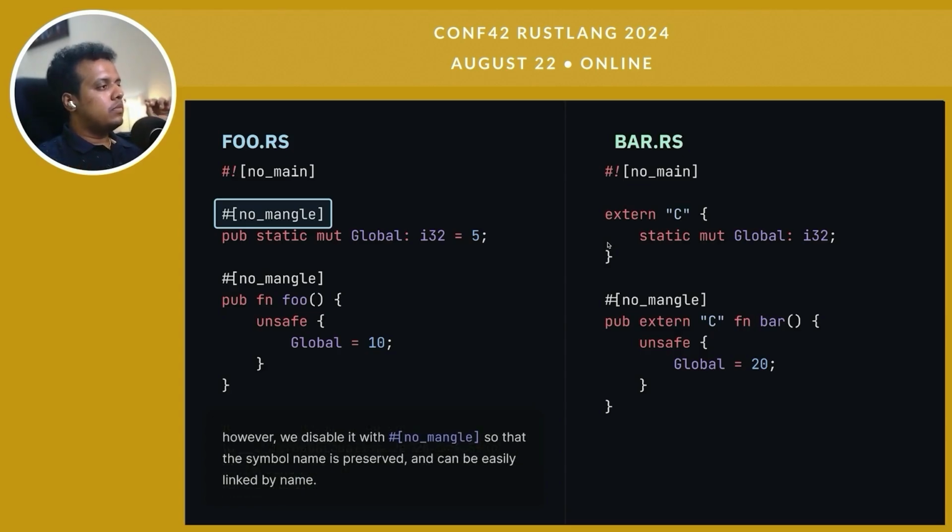So we are specifically disabling this with no mangle so that we can visualize these symbols, right? Again, I keep repeating the term symbols, hoping that it already made sense, but even if it hasn't yet, it'll make sense in a quick second.